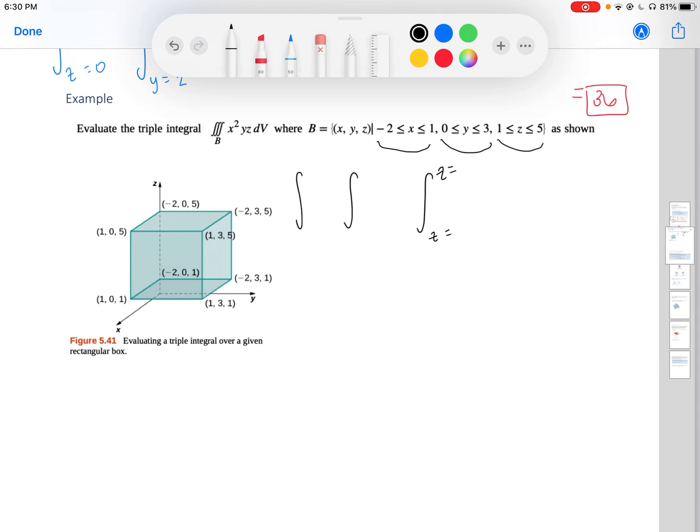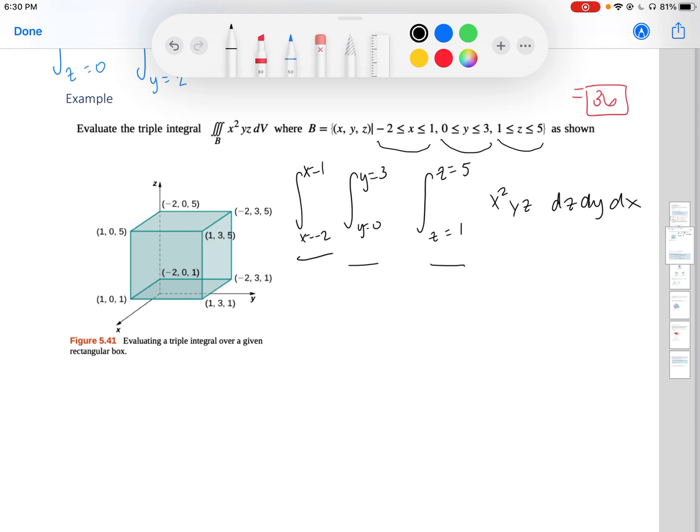So our z is from 1 to 5, our y is from 0 to 3, and our x is from -2 to 1. And we're integrating the expression x squared yz, and you have to write them in the same order. So we have z first, so I have dz, then y, dy, and then x, dx.